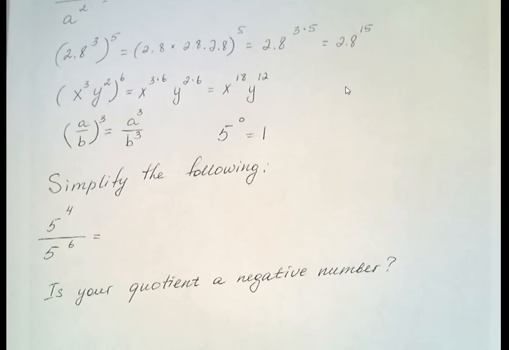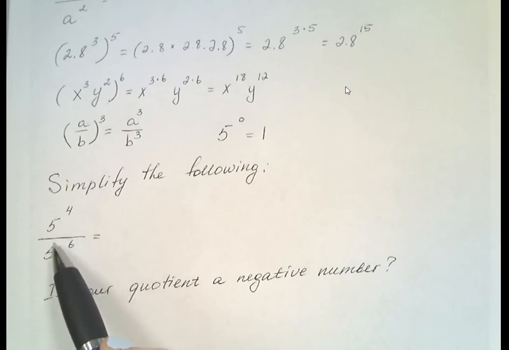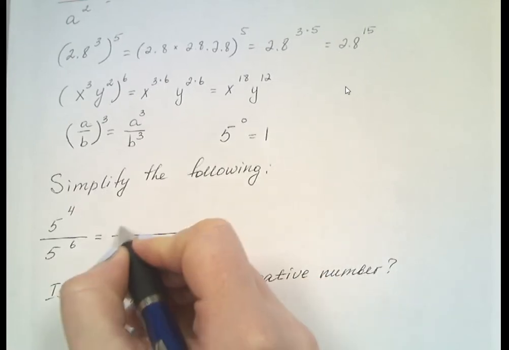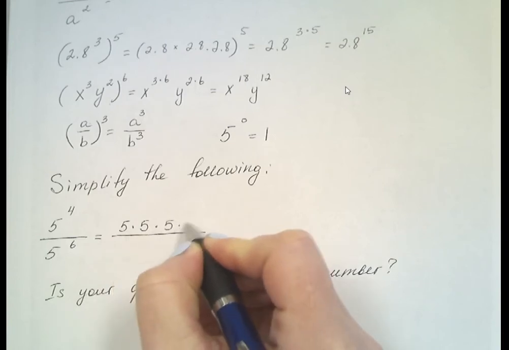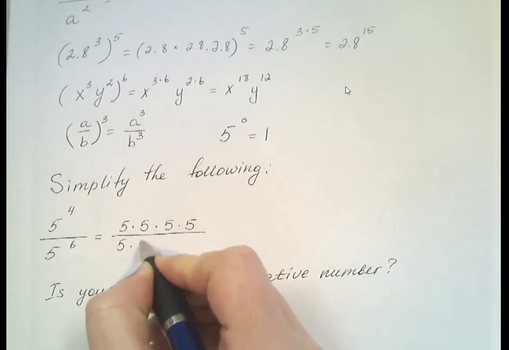Here comes our new rule. Let's simplify the following expression here: 5 to the 4th over 5 to the 6th. So I'm going to write it out: 5 times 5 times 5 times 5. And in the denominator, I have 6 of them.